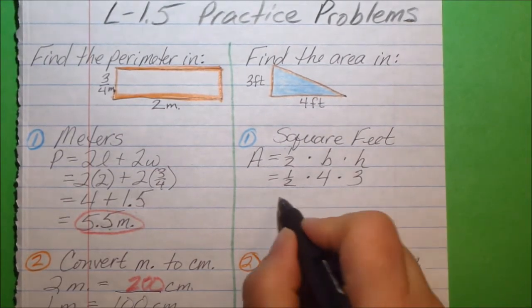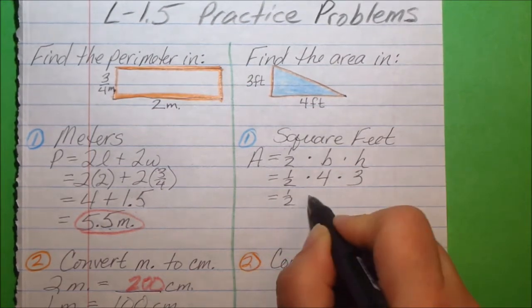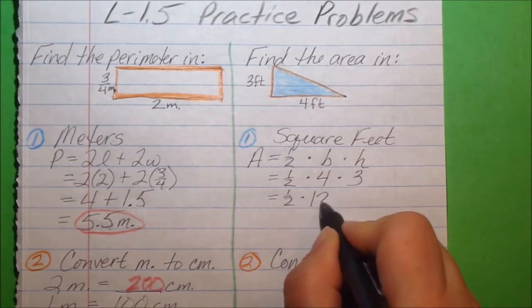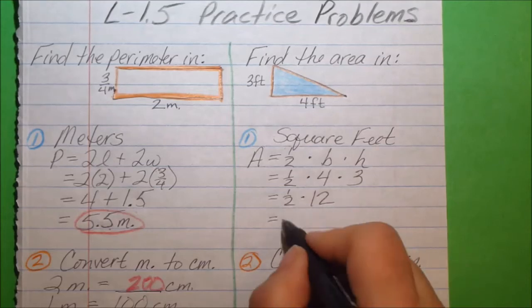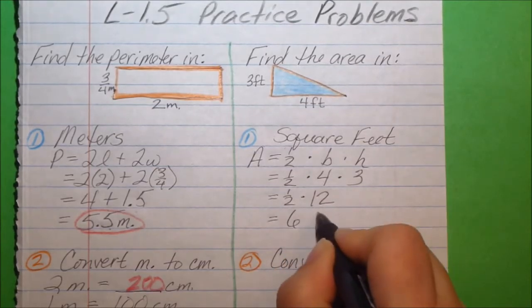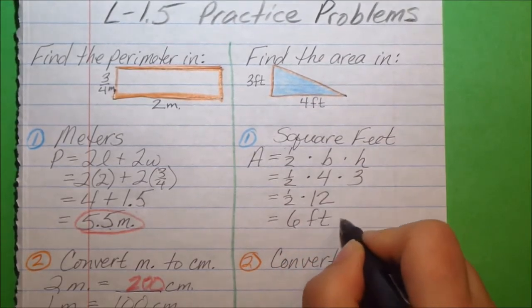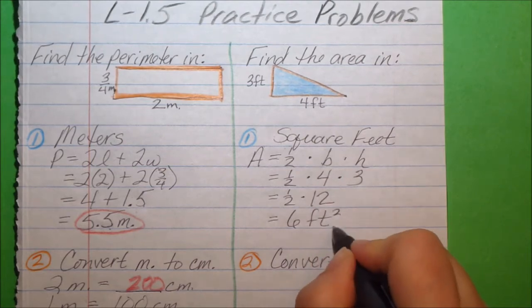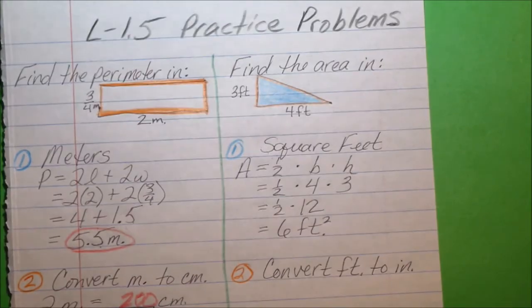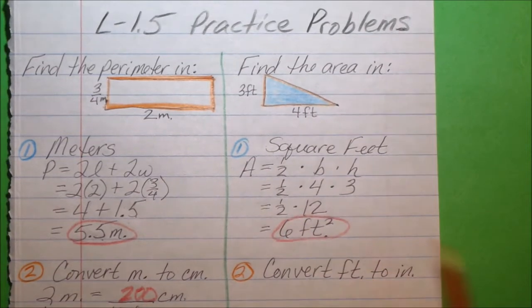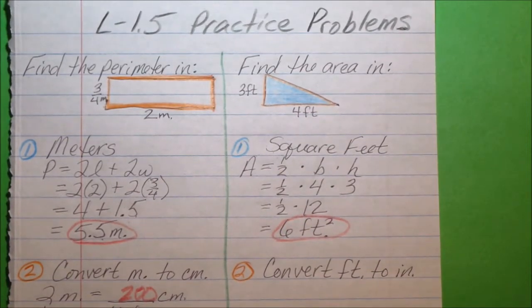And so now I'm going to do the math. Bring down the 1/2, and 4 times 3 is 12. And half of 12 is 6. So the area of this triangle is 6 feet squared, if I'm talking about feet. But now I want to find out, well, what would that be in square inches? So I have to do the conversions.